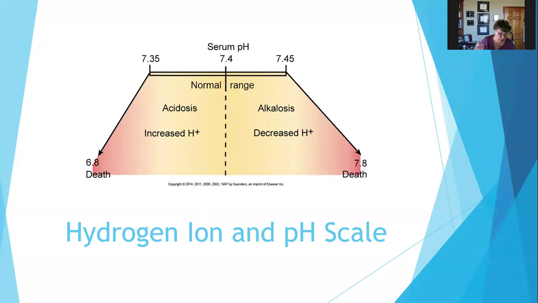So there are other non-volatile metabolic acids, such as lactic acid, keto acids, sulfates, phosphates. Lactic acid results from anaerobic metabolism of glucose. Keto acids result from incomplete oxidation of fatty acids, and protein metabolism may produce sulfates or phosphates. So lots of different things that are kind of leaning us towards the acidosis range or the more acidic range.